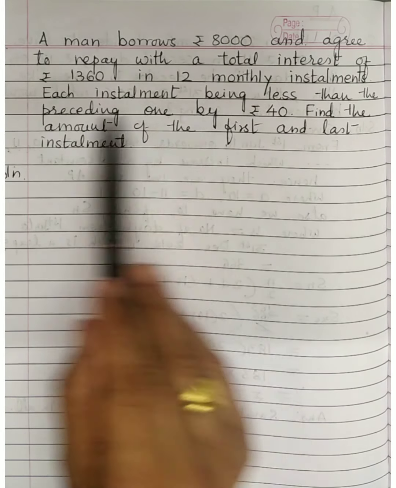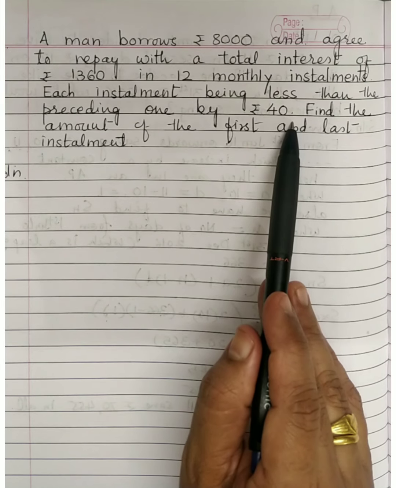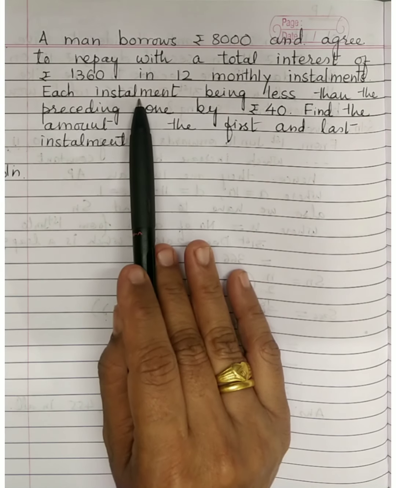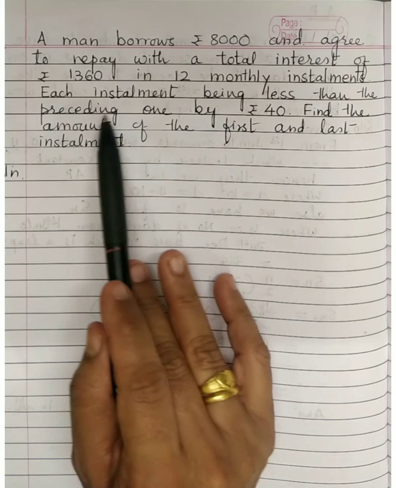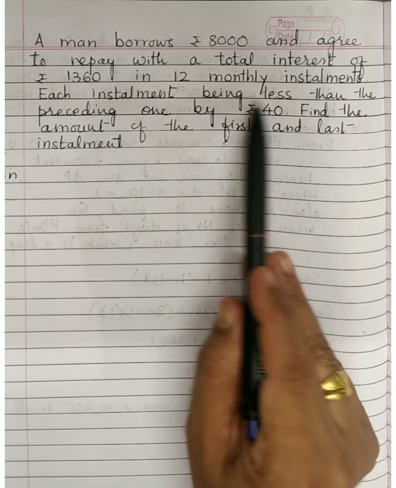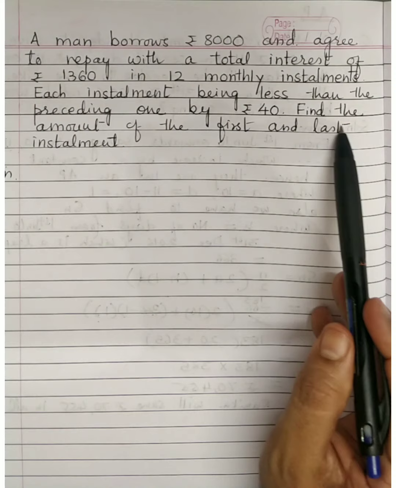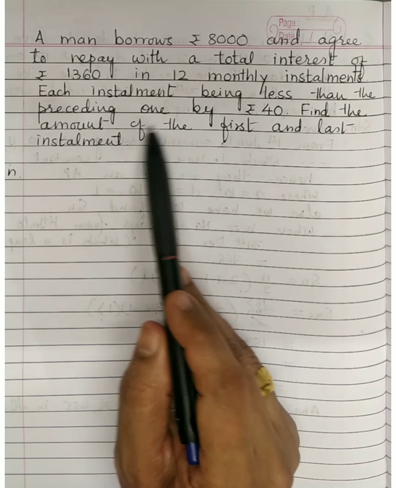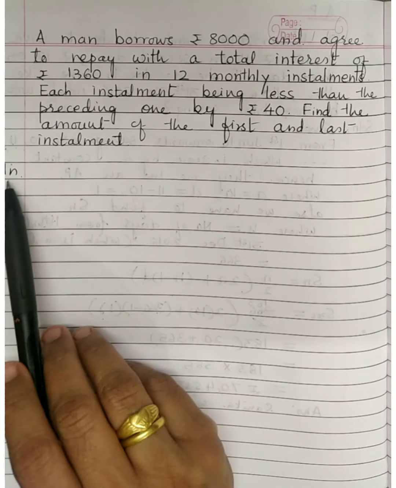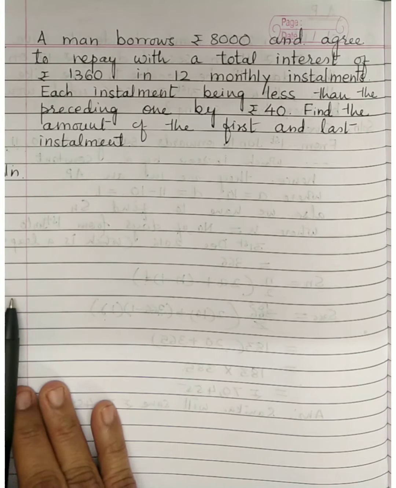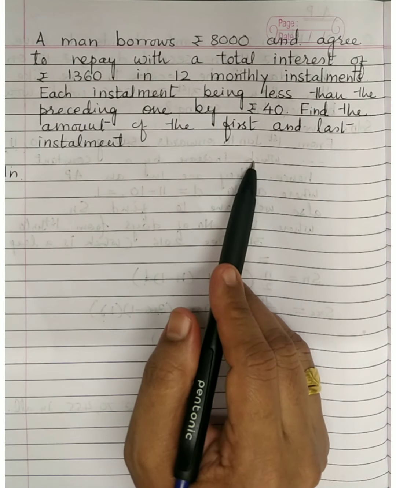This statement relates our question with arithmetic progression. Each installment is less than the preceding one by rupees 40. So they differ by a constant number, that is 40. Find the amount of the first and the last installment. So I suppose you are clear with the question.